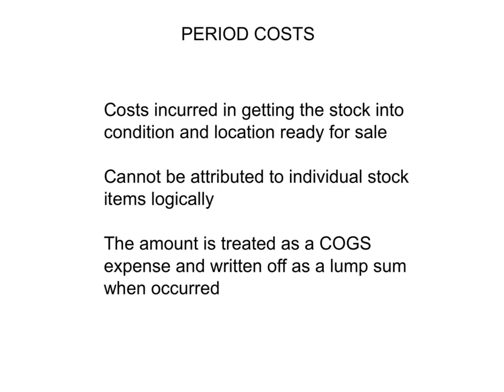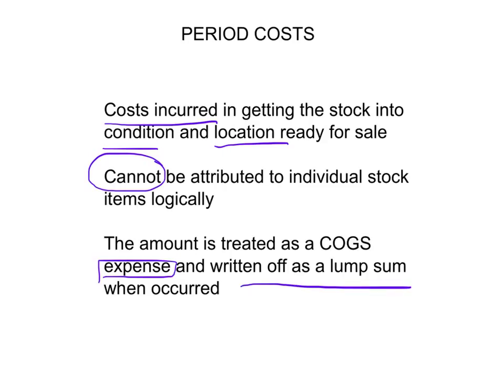Okay, now let's move on to the period cost method. Same as before, it's a cost incurred in getting stock into the condition and location ready for sale. That's exactly the same. The thing that is different is that it cannot be attributed to individual stock items logically, and instead of treating it as an asset, period costs are treated as an expense. So the whole amount is written off as a lump sum in the period that it is incurred.